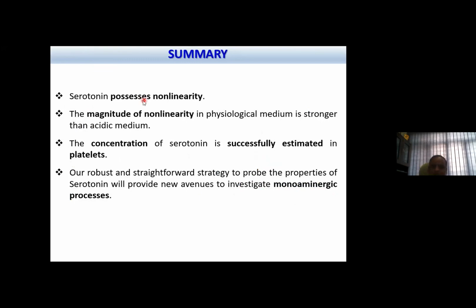We came to know that serotonin possesses nonlinearity. The magnitude of nonlinearity is higher in physiological medium as compared to acidic medium, and the concentration of serotonin is successfully estimated with the preliminary results of what it shows in platelets. And we propose that this is a straightforward strategy to probe any problem related to serotonin that has a role in any monoaminergic processes.